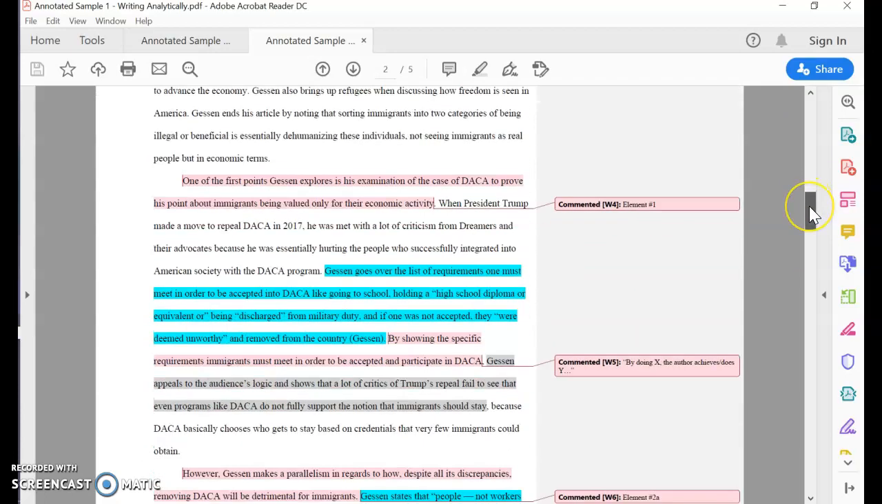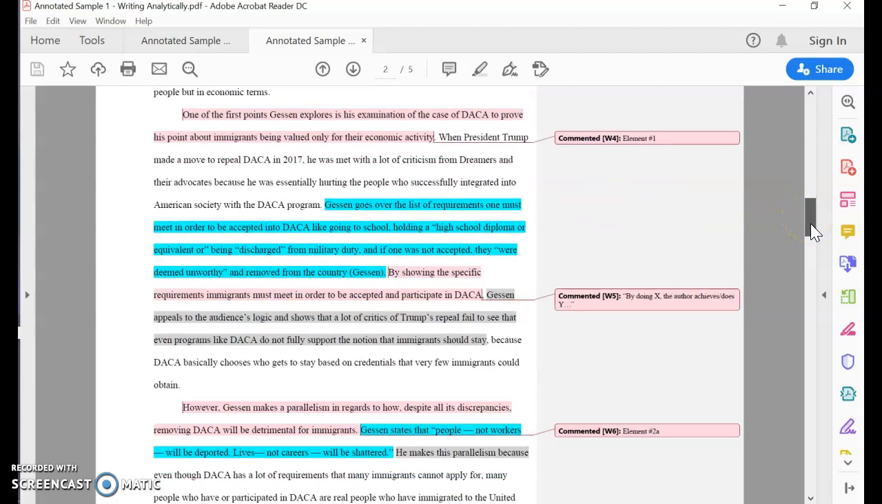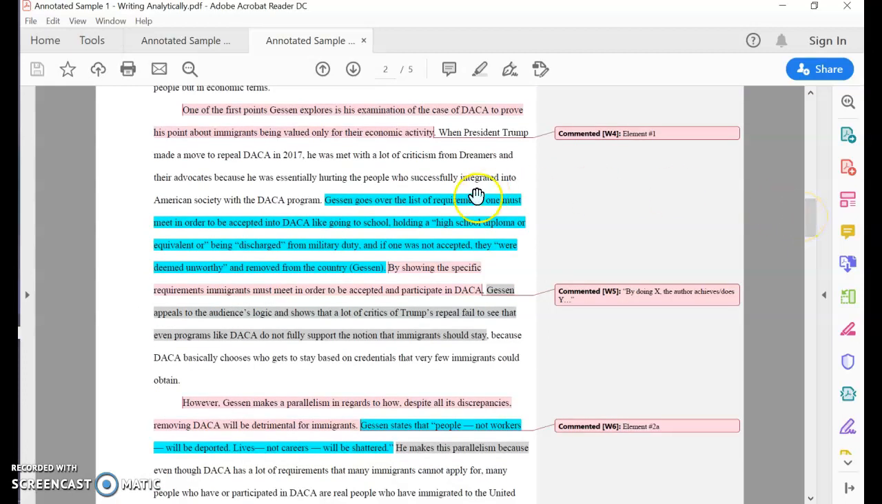Element 1, so she's talking about DACA here, and I've color-coded it. Always have a topic sentence that announces what the focus is. I'm going to talk about DACA and what is achieved by using this strategy or having this element, right? So to prove his point about immigrants being valued. I think most of the drafts that I read, you guys were pretty good about having that topic sentence, identifying what the element is and giving some indication of what the purpose or the effect or the impact of it is, right? Or motivation, whatever you want to call it.